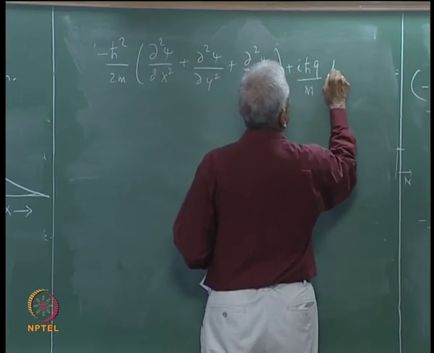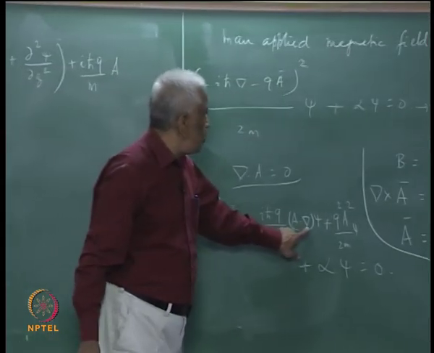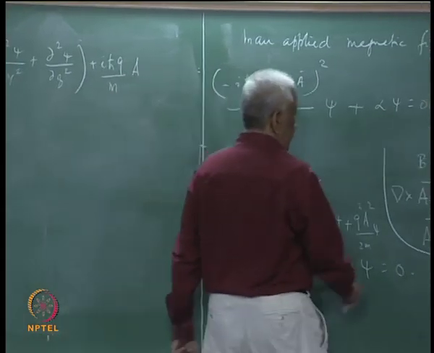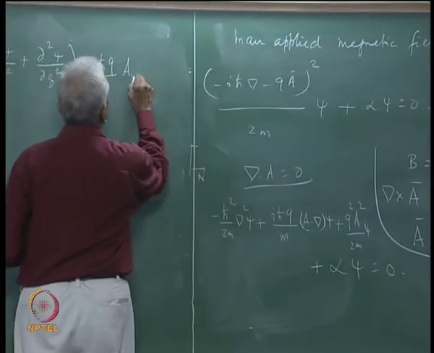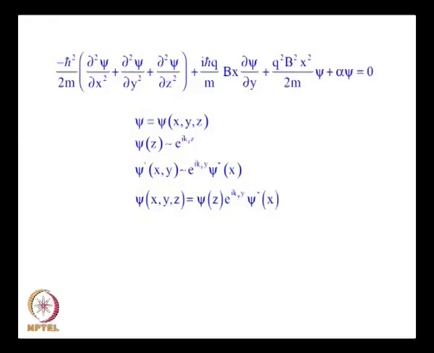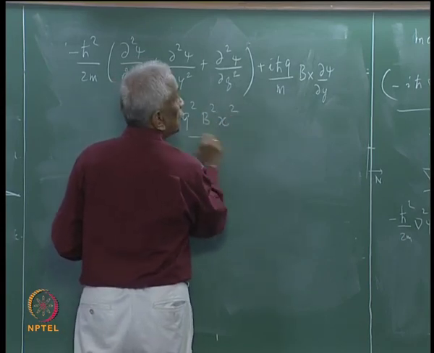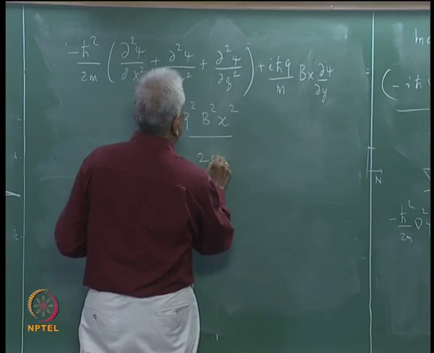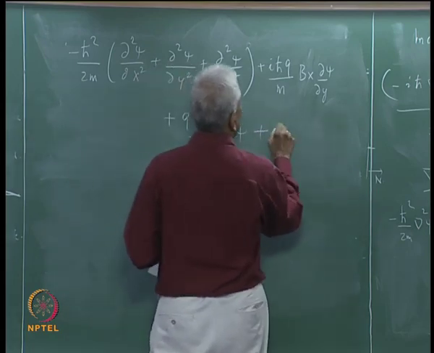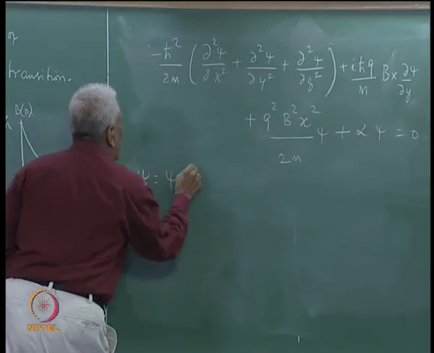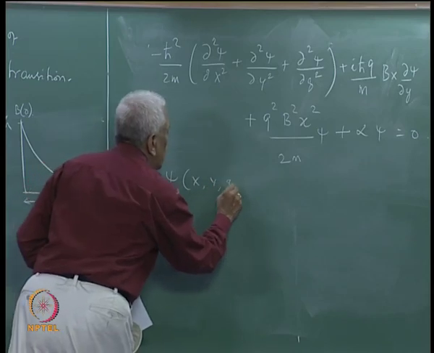well, I have Ax dou by dou x, Ay dou by dou y and Az dou by dou z, of which only Ay is non-zero. So, I will write only this. So, the Ay is Bx times dou by dou y plus q square B square x square by 2m psi plus alpha psi equals 0, where psi is psi of x, y and z.